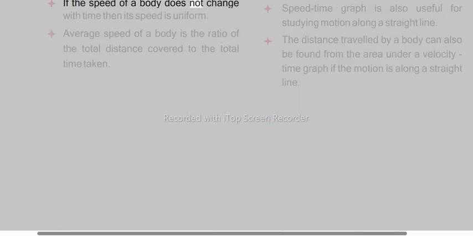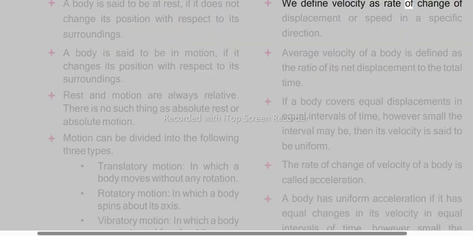If the speed of a body does not change with time, then its speed is uniform. Average speed of a body is the ratio of the total distance covered to the total time taken. We define velocity as rate of change of displacement or speed in a specific direction. Average velocity of a body is defined as the ratio of its net displacement to the total time. If a body covers equal displacements in equal intervals of time, however small the interval may be, then its velocity is said to be uniform. The rate of change of velocity of a body is called acceleration.